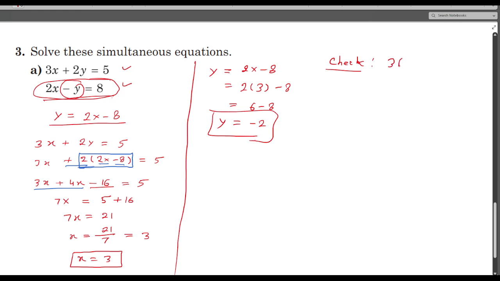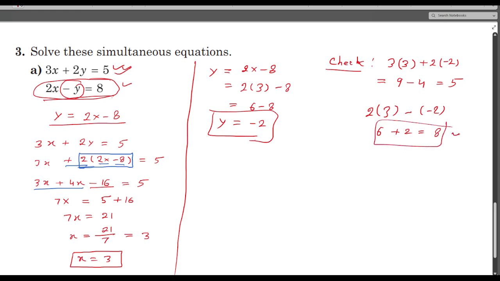So 3 times x means 3, plus 2 times y means minus 2. Let us see what answer we are getting. So it is 9 minus 4 is 5. So here the first equation is 3x plus 2y is equal to 5. Let us check the second equation also. So 2x minus y, so it is 6 plus 2, which is going to be 8.